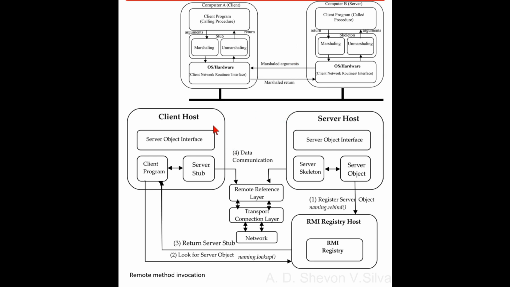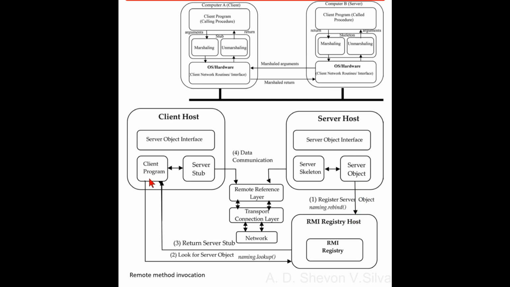Here you can see the remote method invocation. Here you can see client host and server host. Server object interface, client program and server stub are inside client host. Server object interface, service skeleton and server object are inside server host, and RMI registry is inside RMI host. Here you can see one server object is connected to RMI registry via register server object naming.rebind.